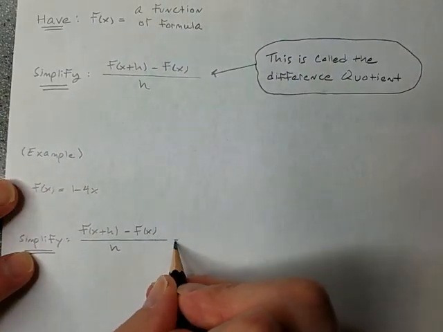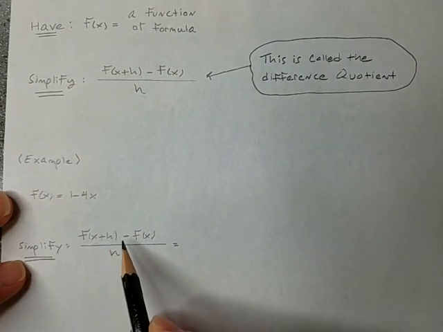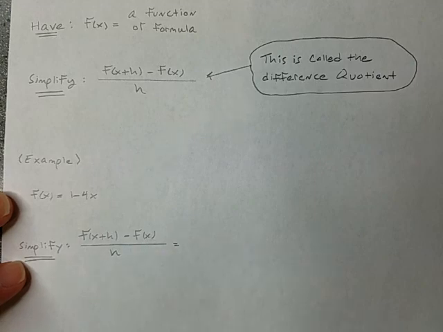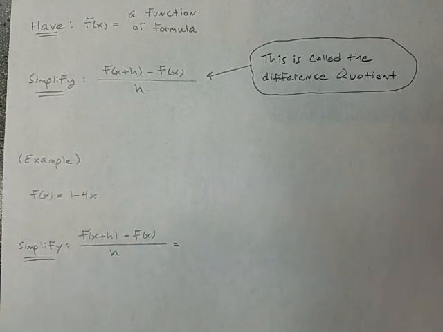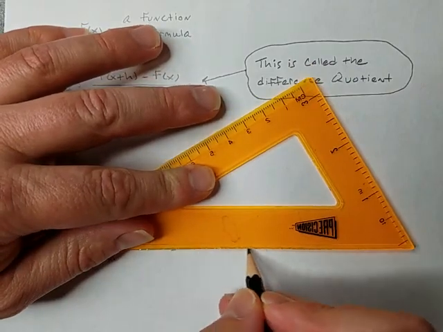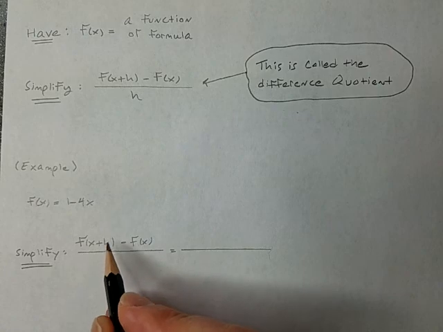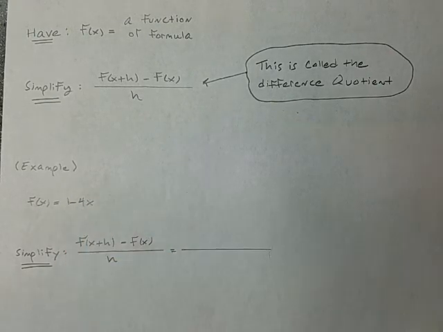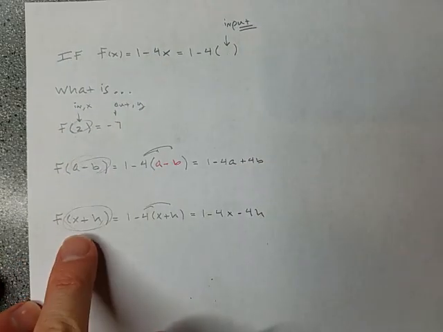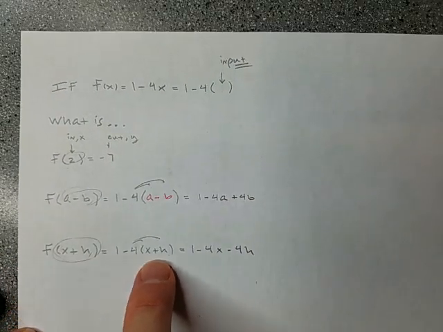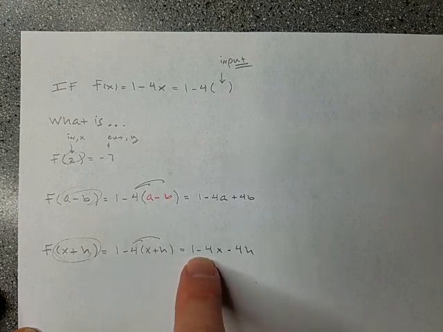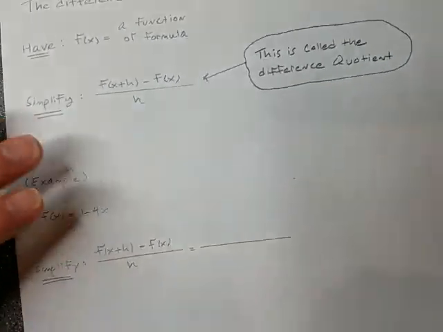Let's go back here. Okay, the difference quotient. It says take f of x plus h minus f of x and divide it by h. So let's get each one of those parts and put all that together. What is f of x plus h? What do you get when you plug x plus h into that formula? Well, that's what I was just talking about over here. This is how it's done. That's what you get. 1 minus 4x minus 4h.